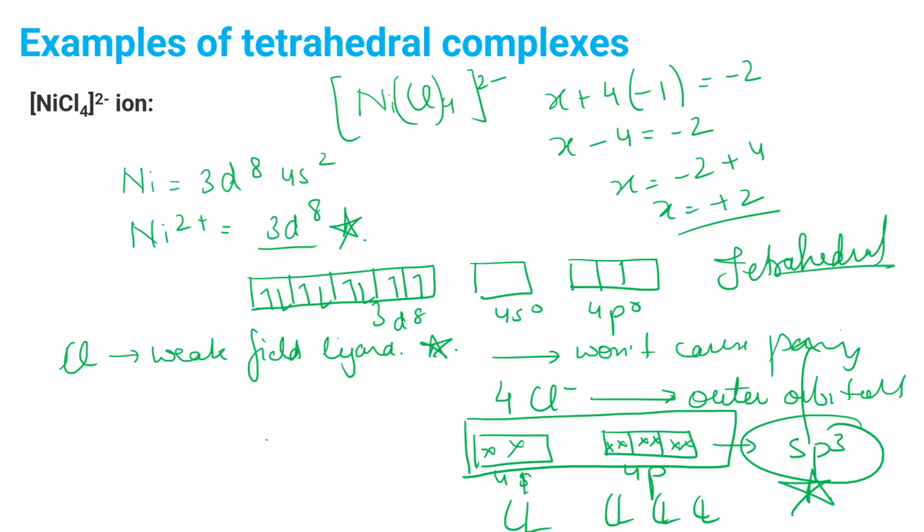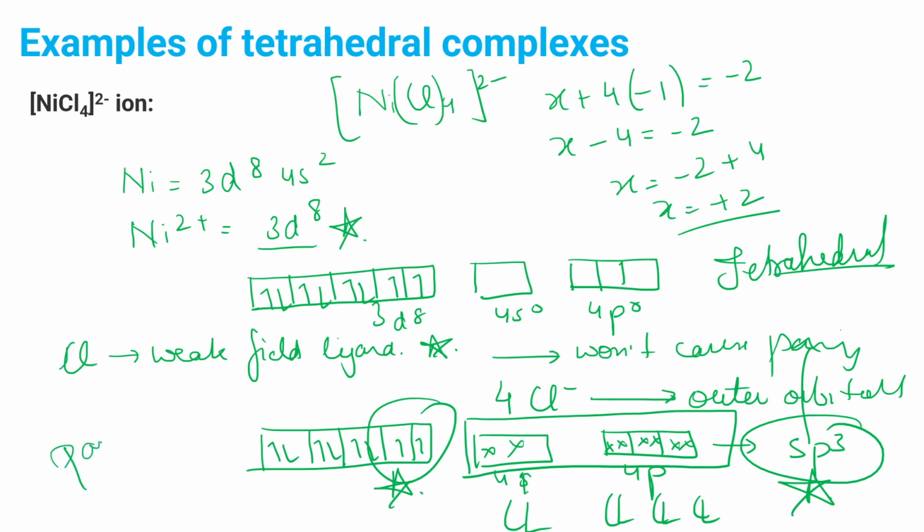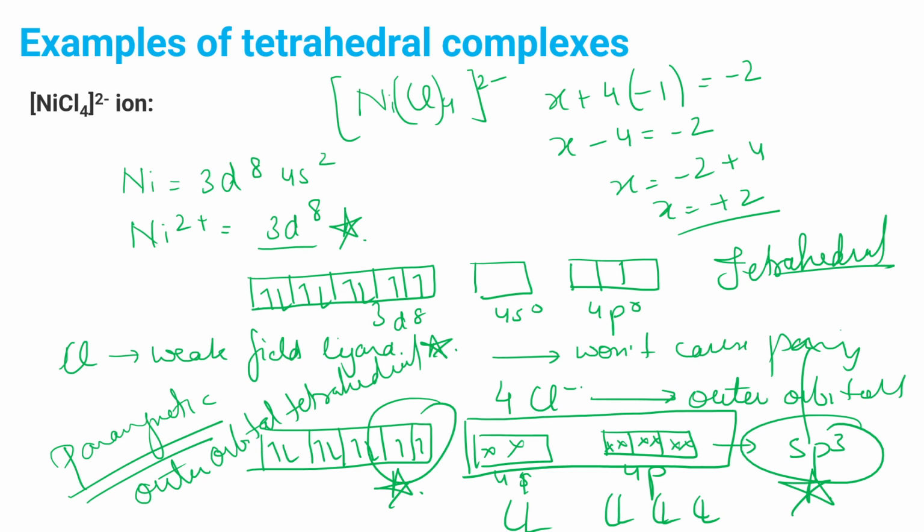Are there any unpaired electrons present in this complex? Please pay attention that there are 2 unpaired electrons present. So what will be the magnetic behavior? It will be paramagnetic. And the complex generated is an outer orbital tetrahedral complex. Okay. If the outer orbitals are involved in the formation of a tetra-coordinated complex, then the shape will be tetrahedral. If the inner d orbital is involved, then the shape will be square planar. We discussed an example of that as well in a further slide.